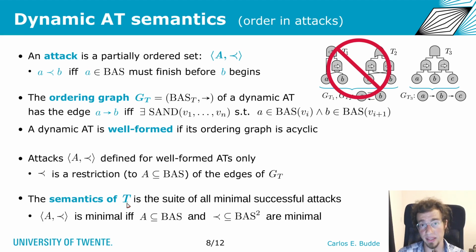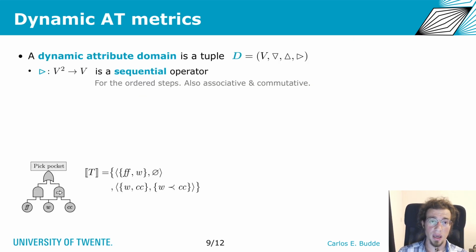In particular, the semantics of a dynamic attack tree is also here going to be the set of minimal attacks, where minimality includes both the number of steps in my attack as well as the size of my relation. So the minimal attacks are the least restricted in terms of order. Also for metrics, we essentially carry on the previous concept of static attack trees, but here we add a new sequential operator that is going to take care of the things that have to be carried out in order.